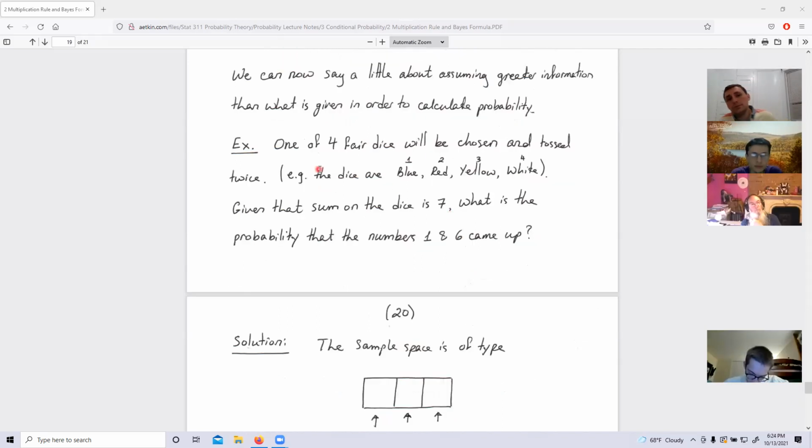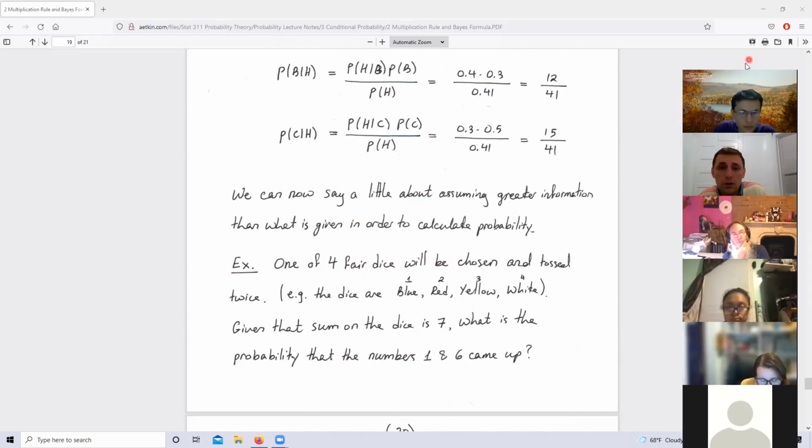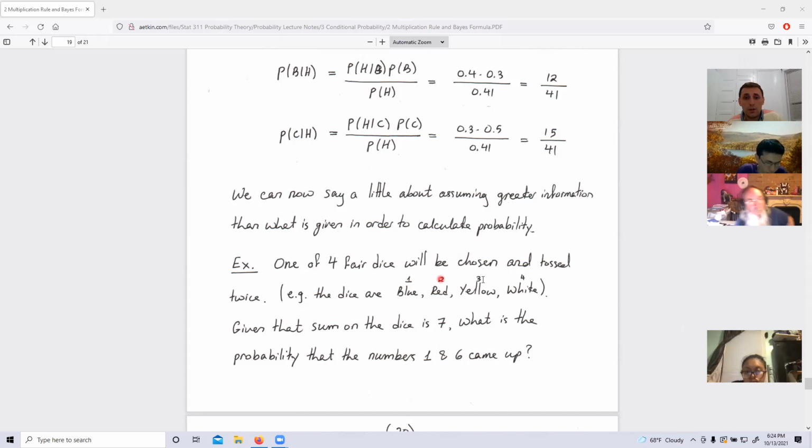Let's say here is an example. Calculate it the fastest way you can, guys, and then we will talk about it. So 1 of 4 fair dice will be chosen, and we don't know if there is a preference for one of them or not. We just know that each die is fair. Make sense? I do not know that die number 1 will be chosen as frequently as die number 2 or as die number 3, right? So there are those 4 dice. I labeled them 1, 2, 3, and 4. Blue, red, yellow, white, let's say. And the question is, given that the sum on the dice is 7, what is the probability that the numbers that came up were 1 and 6? Is the question clear?